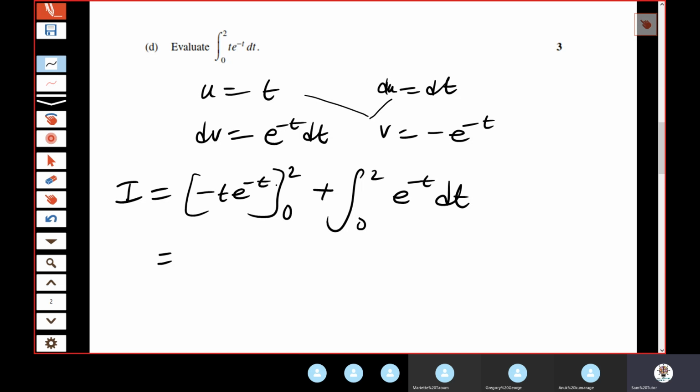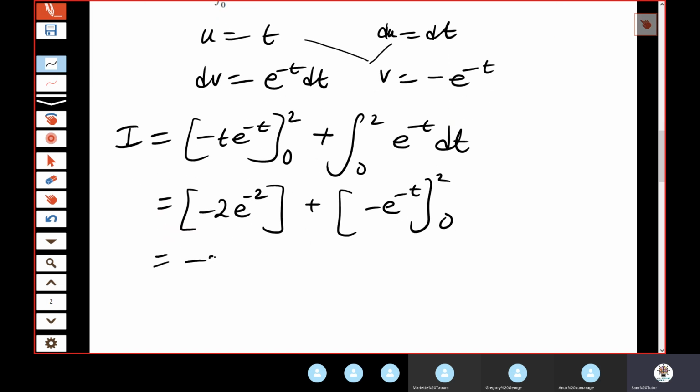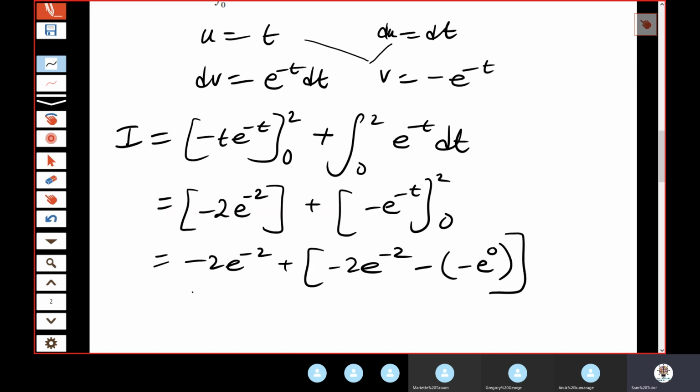Next line, this becomes -2e^(-2). When you sub in 0, that just disappears, so you can ignore that. Plus, we're going to integrate this, which we know becomes just that. The limits, and it's just a matter of finishing it off now. All right, any questions? -2 minus 2 is -4, and then that becomes 1, -1, +1.